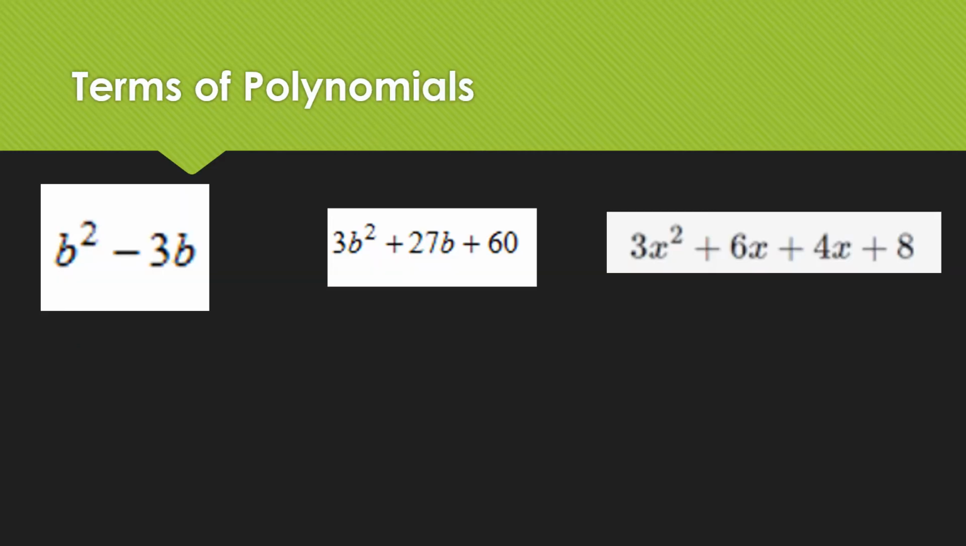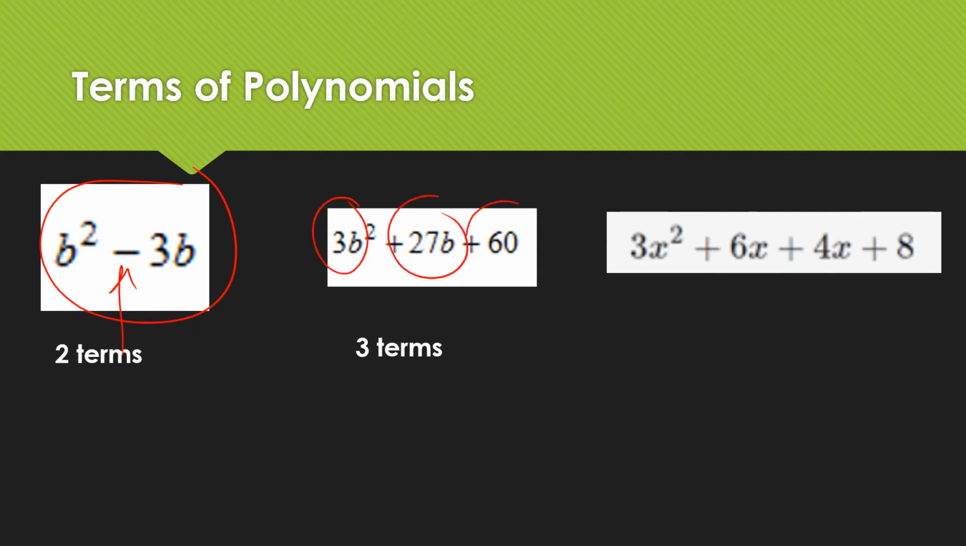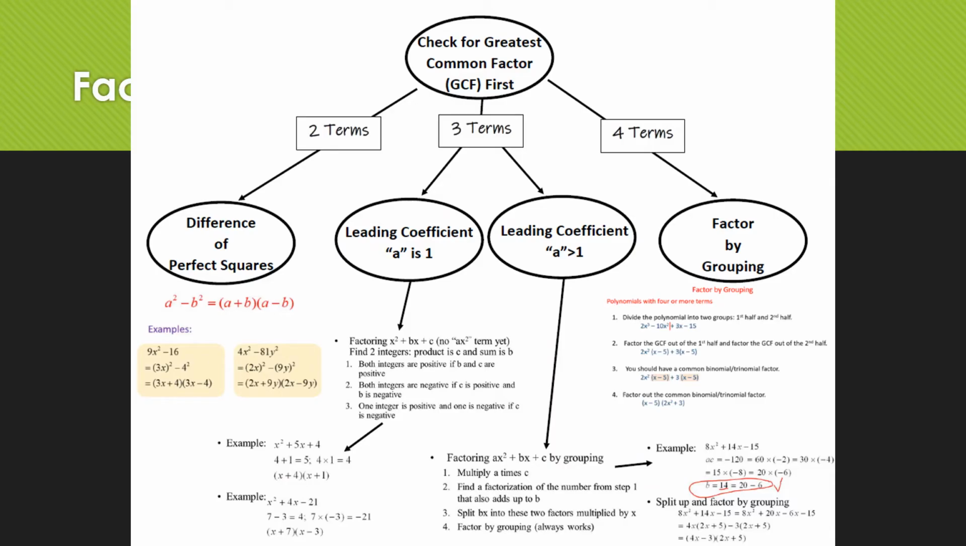So terms of polynomials, we have to remember this first. And this is because this is how we determine the way that we're going to factor. On the left, this has two terms because we're separating by an addition or subtraction sign. So there are two terms here, b squared and negative 3b. In the next example, that would be three terms because again, 1, 2, 3, there are two symbols separating them. And in the last one, you guessed it, four terms because they're all separated by the addition signs. That can be reduced into three terms, just throwing it out there, but for now we're going to go with just four terms as a quick example.